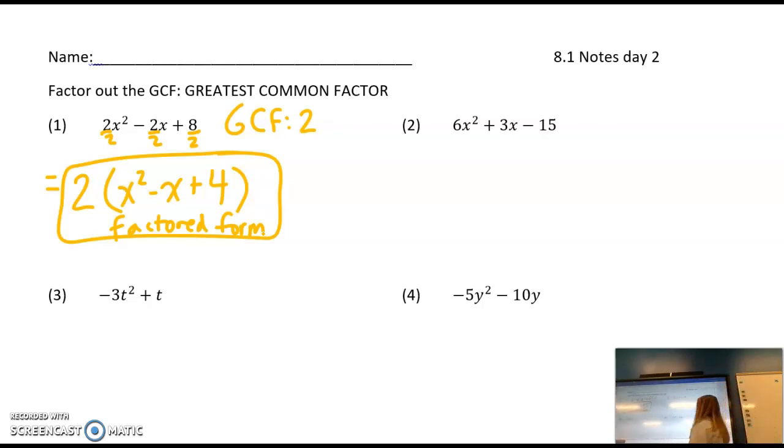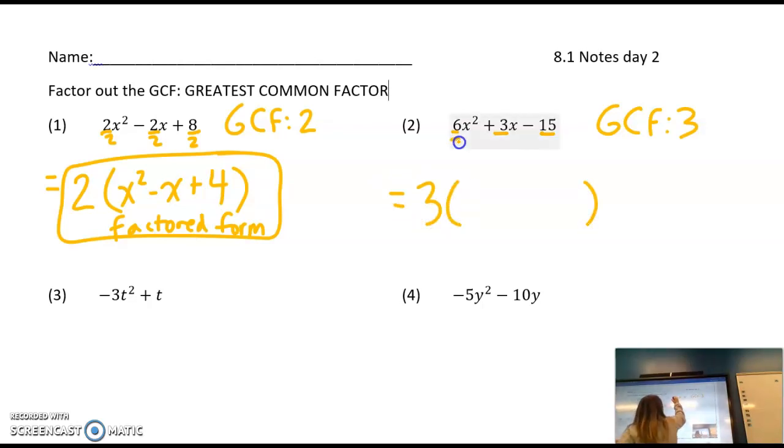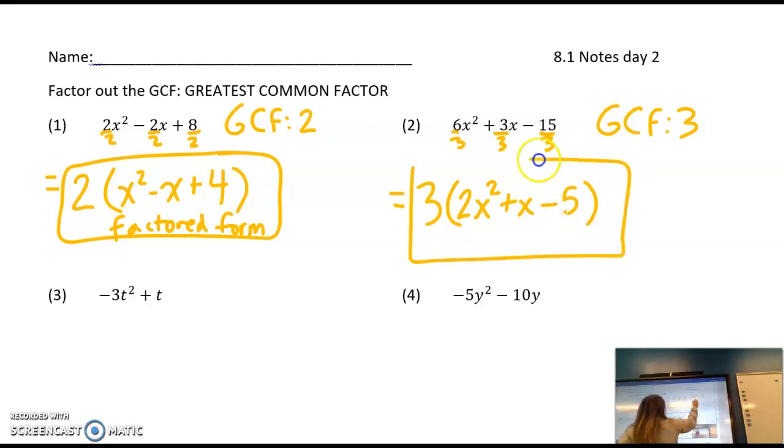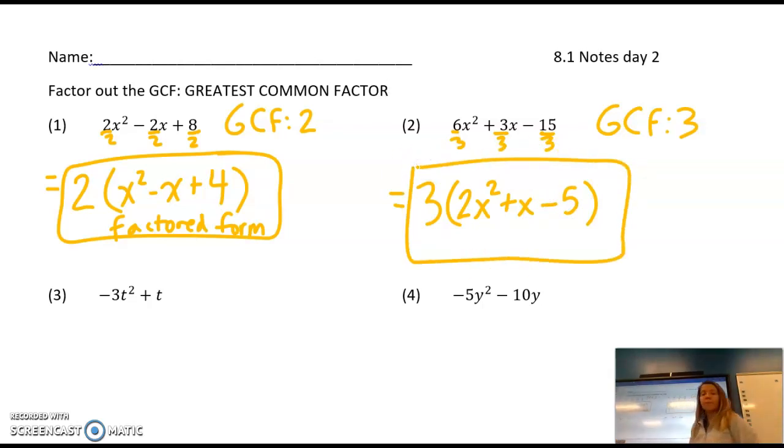So taking a look at number 2, we have 6x squared plus 3x minus 15. So 6, 3, and 15, that would mean the GCF is 3, because the greatest number that they are all divisible by is 3. So I'm going to start by factoring out my 3. So if I factor out a 3 here, 6 divided by 3 is 2x squared. 3 divided by 3 is 1x. Negative 15 divided by 3 is minus 5. And so here's my factored form.